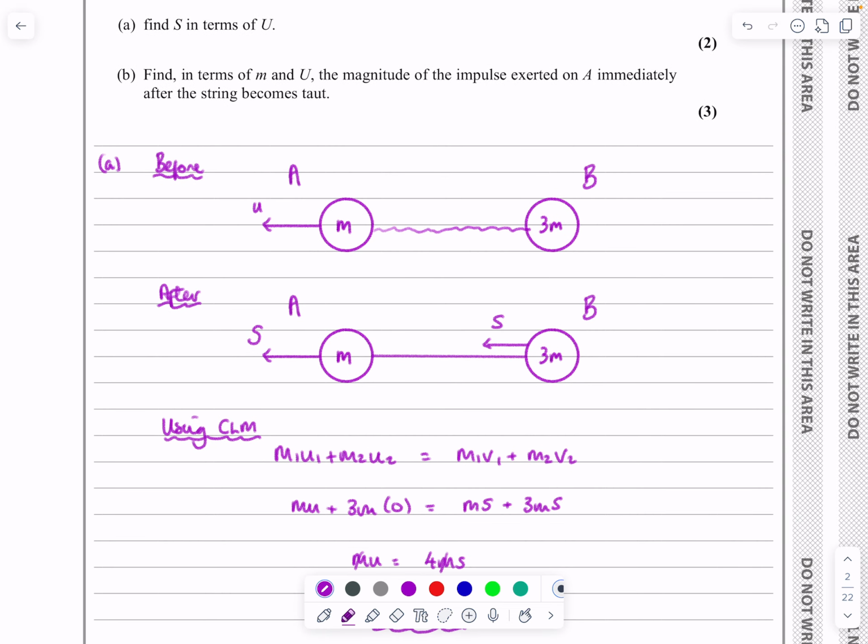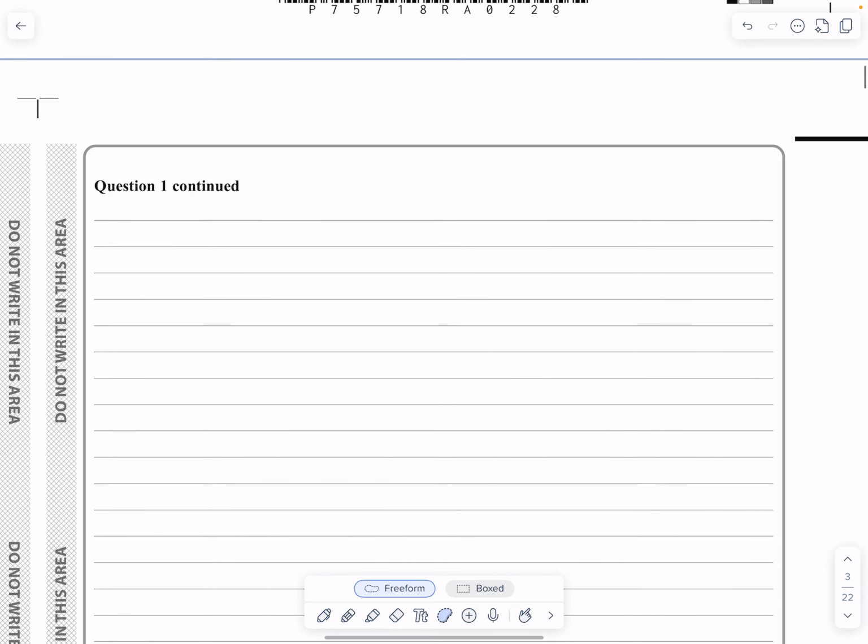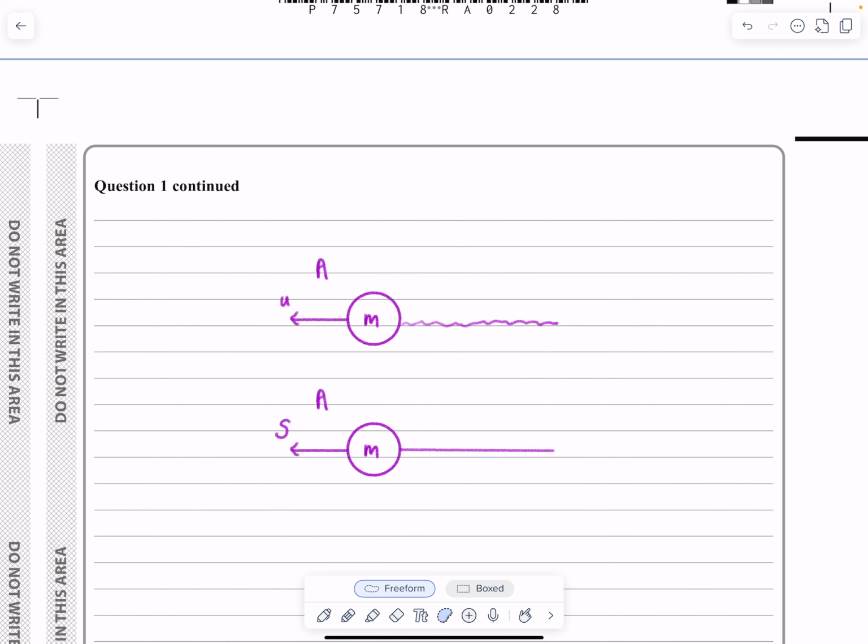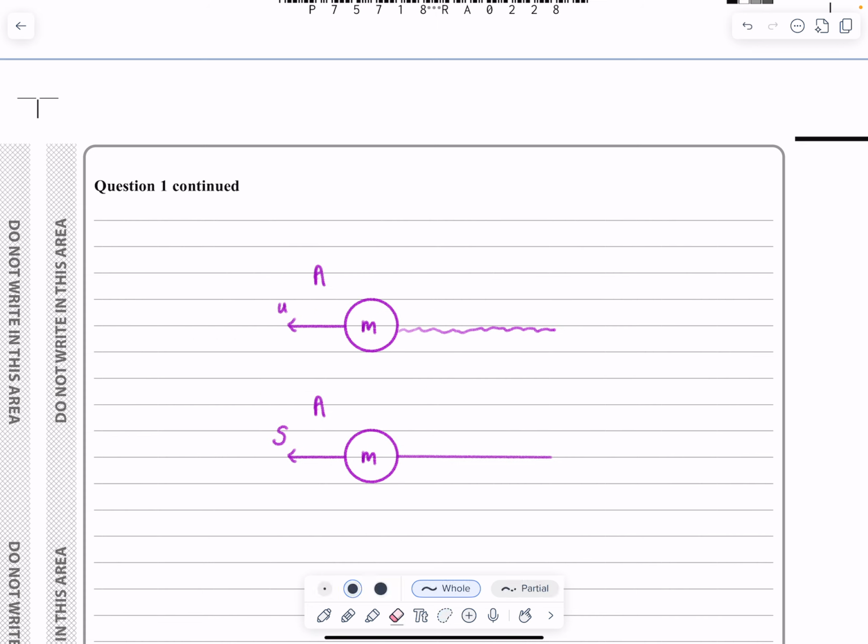Part B says, find in terms of m and u the magnitude of the impulse exerted on A immediately after the string becomes taut. So what I tend to do for this one is I'm just going to focus on that part there. Let's copy that down. Let's do it here. We've got a little bit of space. And for A, I'm not interested in those bits there. Let's call this part B. I'm now going to decide, and it actually doesn't make any difference with this question, but I always decide that if the impulse is acting in that direction, that's going to be the direction I'm going to take as positive, but I did that last time anyway.